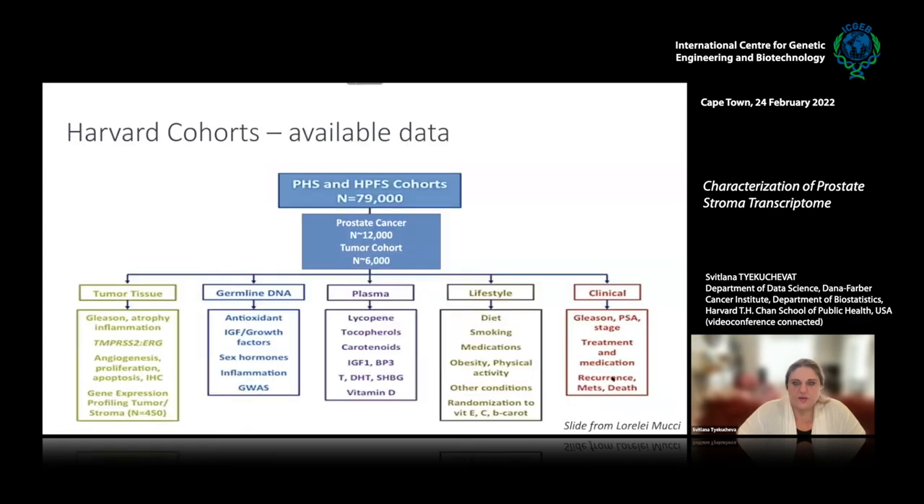So in these Harvard cohorts, there's a lot of data available. There are 12,000 prostate cancer cases, 6,000 of them are in the tumor cohort, and we have a lot of biomarkers measured on them. We have germline DNA, blood plasma, and information about lifestyle and diet and other factors of interest. And we have clinical information on their prostate cancer, including Gleason grade, their PSA, what treatment they received, and of course information on recurrence, metastasis, and death. The Gleason was centrally re-reviewed for the tumor cohort, so we don't rely on the original hospital grading, and we have the centralized re-review for all the cases.